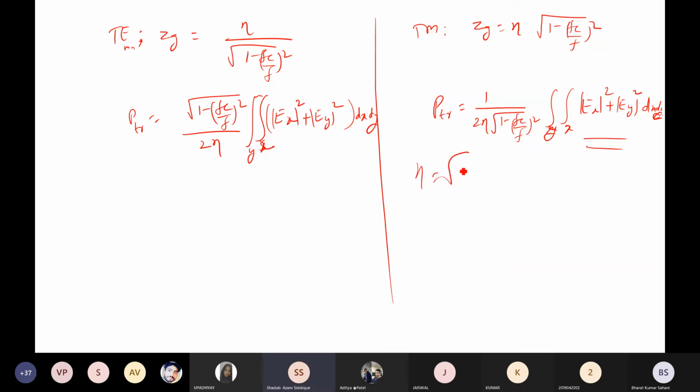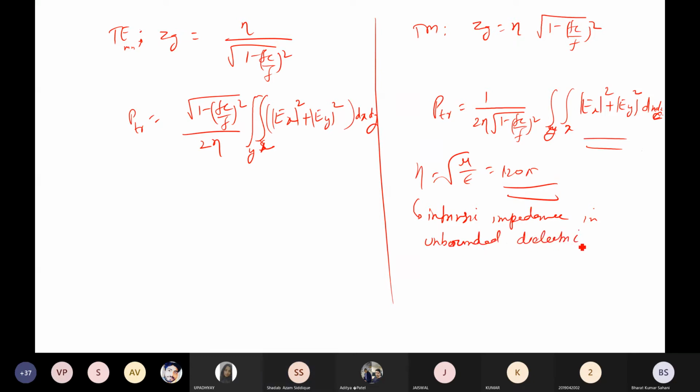And eta, you know, eta is nothing but square root of mu by epsilon, which is equal to 120 pi. That's called intrinsic impedance in an unbounded dielectric. Okay, so it is clear.